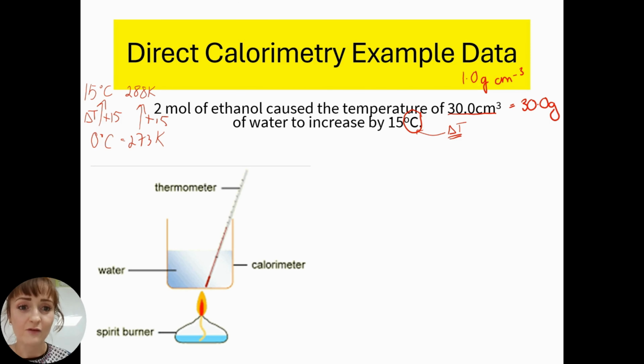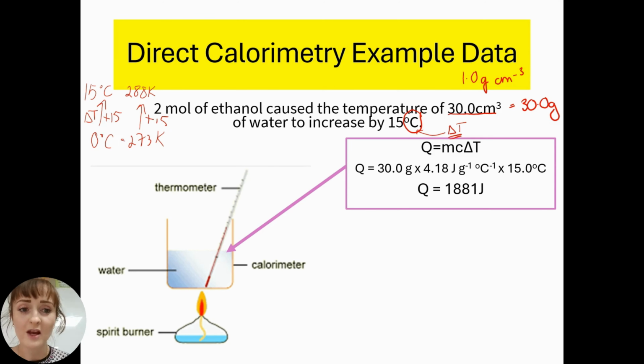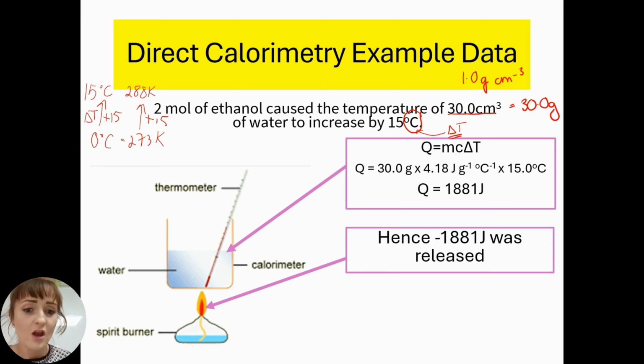So I have a value for m, mass, I have a value for c, specific heat capacity, and I have a delta T. So I can input that into the formula which is given to you in the data booklet. That works out at 1,881 joules. That means that if the water gained 1,881 joules, that had to have come from the combusting fuel, which released 1,881 joules. So you just need to change the sign because whatever was gained here was lost here.